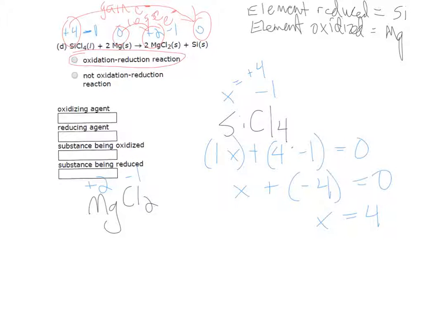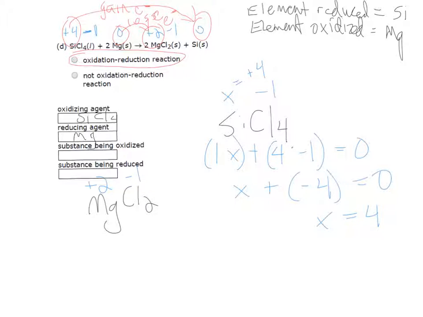So when identifying the oxidizing agent, we look on the reactant side and find the compound that contains the element reduced, SiCl4. Write it down and you're done. The reducing agent is the compound that contains the element that was oxidized. Here, on the left side of the equation, the only place you find magnesium is neutral magnesium that's alone. So in this case, the reducing agent is also simply that element's formula, Mg.